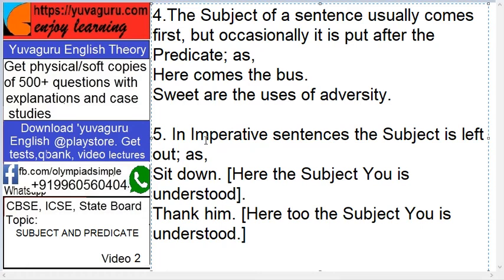Now in some sentences like imperative sentences, the subject is left out. Imperative means the subject is understood. Suppose I tell you sit down, see this, here the subject you is understood, meaning I am telling you only. I can tell someone else who is outside my eyesight to sit down. These are called imperative sentences. Thank him. Here the subject you is understood, meaning you should thank him. Every time saying you is not correct.